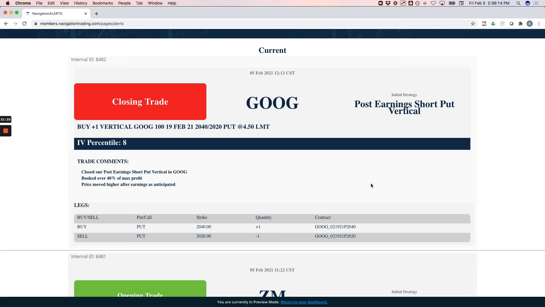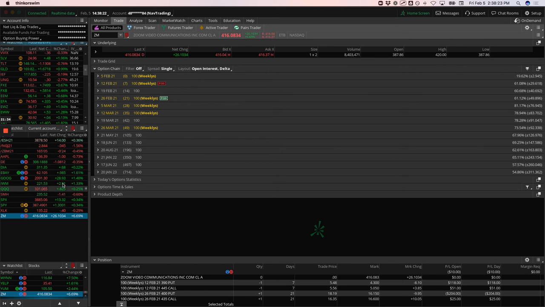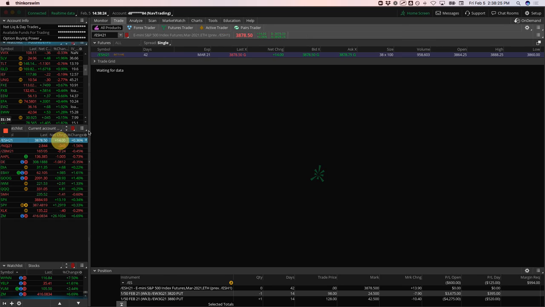And lastly, Google. This is the one I already talked about. We had that post-earnings short put vertical, booked over 40% of max profit on that one in just a few days. So let's go back to the platform, take a look at some of our other positions.